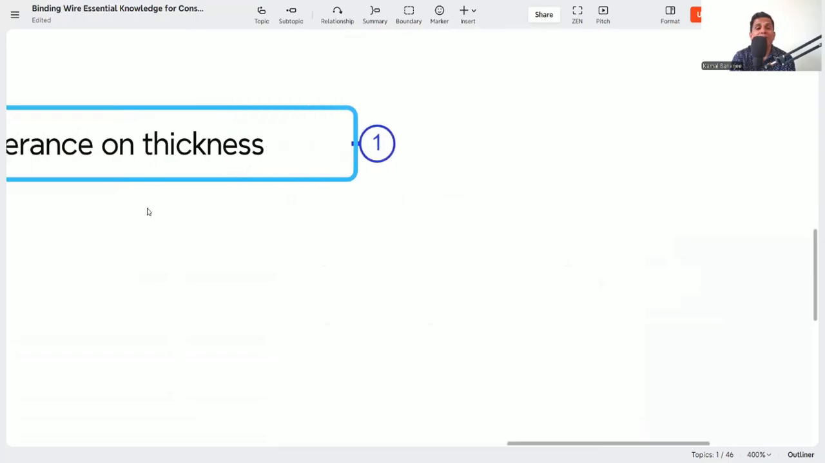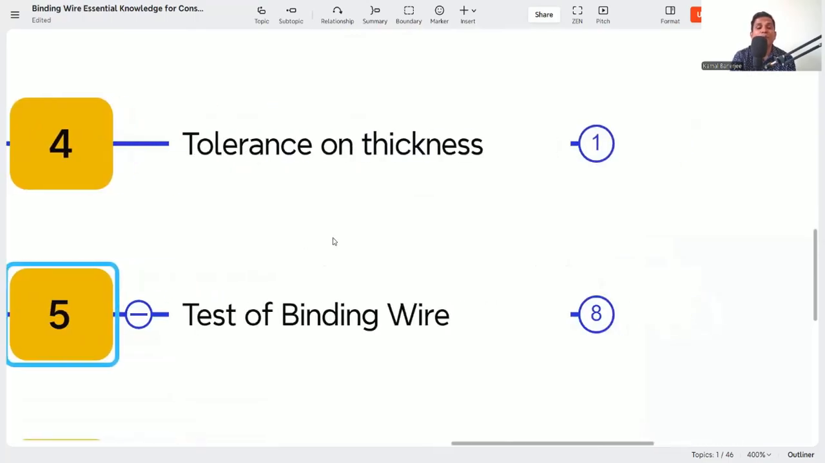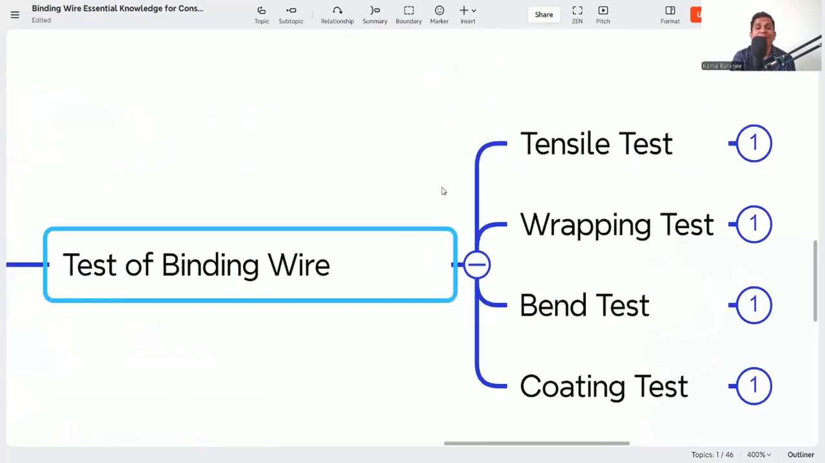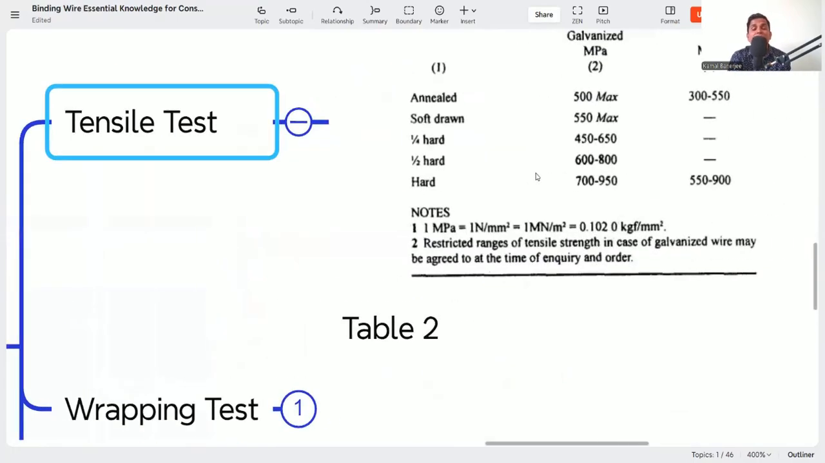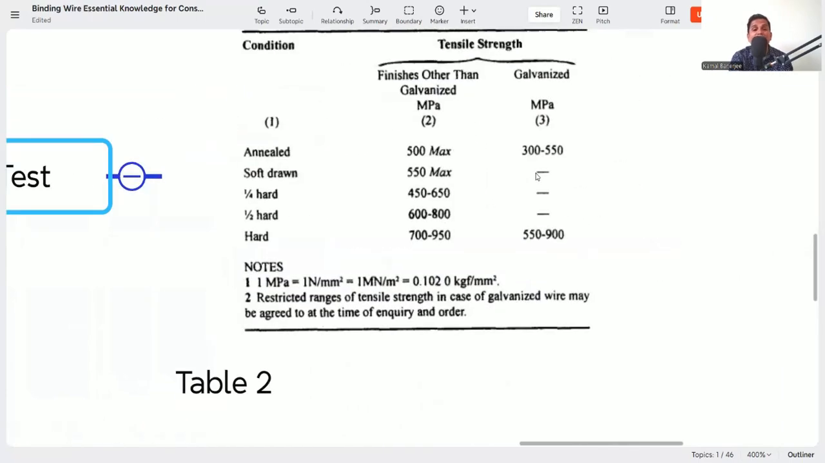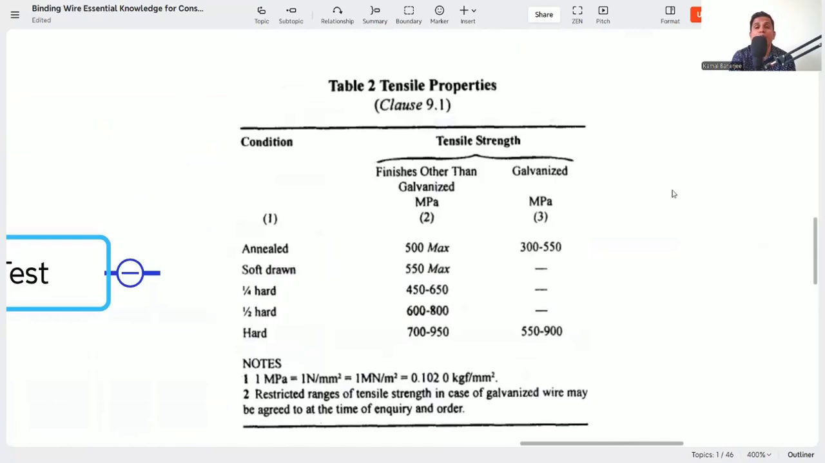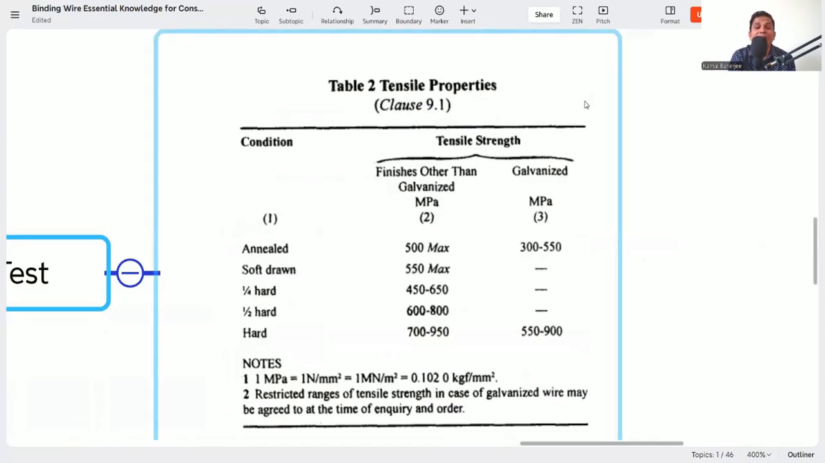The next clause is the tests of the binding wire. We need to do the testing, and according to the test we need to satisfy whether this binding wire is as per our requirement or not. First we need to do the tensile test and check whether it is in line with IS 280, where it is given in table 2. What are the tensile properties? For annealed wire that we are using, tensile strength is 500 max, or if it is galvanized, 300 to 550. So we need to check whether the tensile strength of the binding wire is as per table 2 of IS 280.